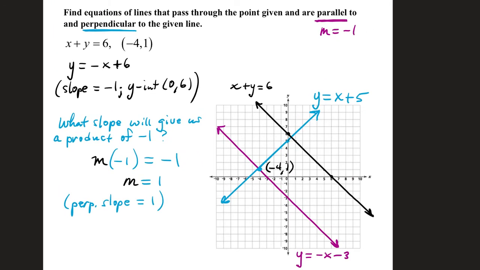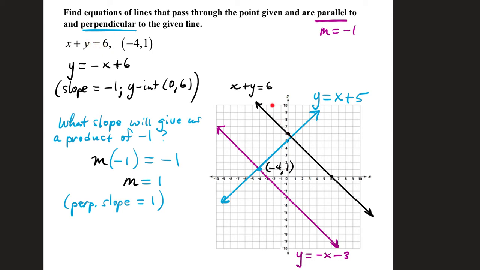Find the equations of lines that pass through the given point and are parallel to and perpendicular to the given line. The given line is x plus y equals 6. One way you can graph that is to calculate intercepts. If you let y be 0 and solve for x, you get x equals 6. That's the x-intercept of that line. Now, if you let x be 0 and you solve for y, you'll get y equals 6.